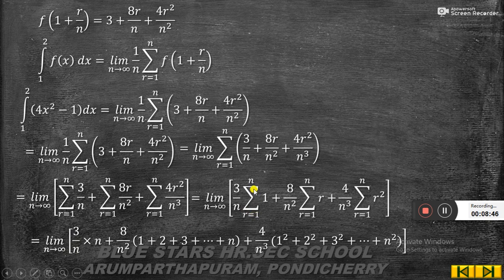summation of r equal to 1 to n of 1 is n, because we substitute every value as 1. r equal to 1 means 1, r equal to 2 means 1, plus 1, plus 1, up to 1, n times we add. So the answer is n. Therefore summation r equal to 1 to n of 1 is n. So 3 by n into n plus 8 by n square, I write it as 1 plus 2 plus 3 up to n, plus 4 by n cube, 1 square plus 2 square plus 3 square up to n square.